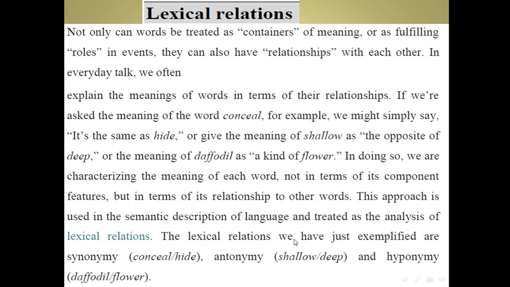The lexical relations we have just exemplified are synonymy, which is conceal, the same as hide, antonymy, the opposite, as in shallow, the opposite of deep, and hyponymy, daffodil and flower, right? We can say same meaning but different spelling. That's what we call hyponymy, which carries same meaning but different spelling, right?